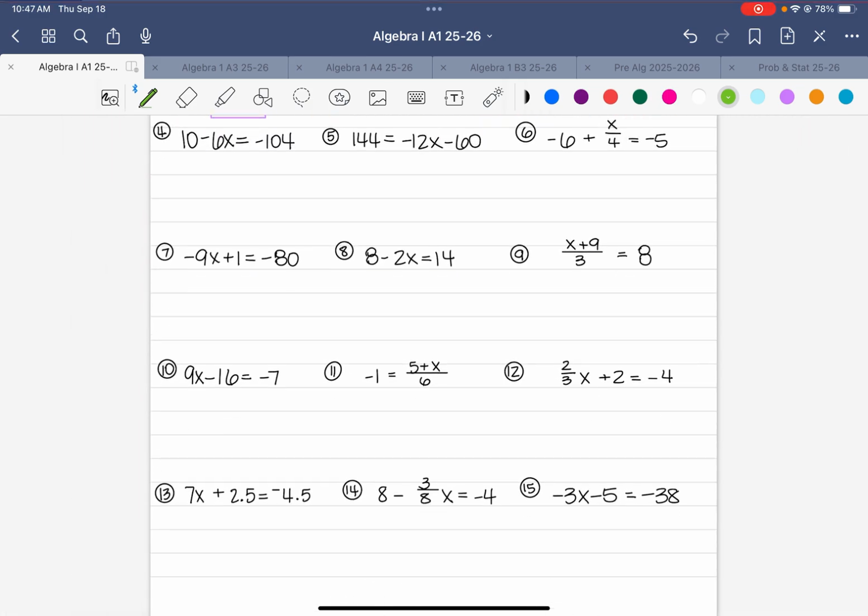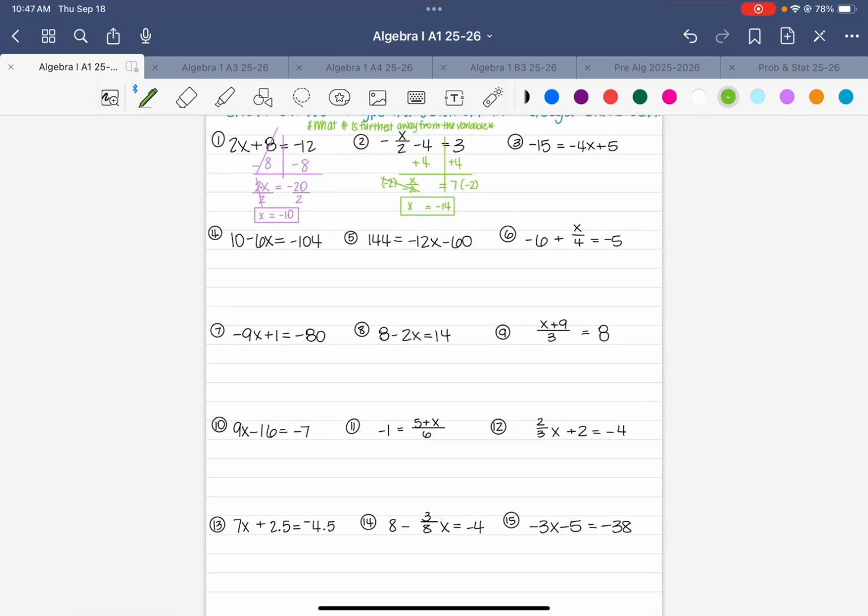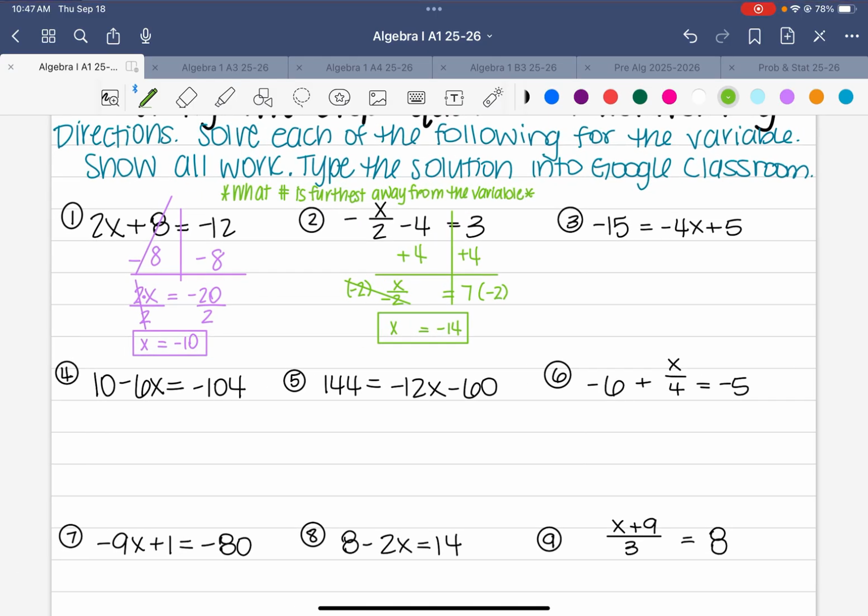You are going to do the rest of these problems. There are 13 left. Remember, when you're done with the problem, you type in negative 14 into the box. You type in negative 10 into the box. If you do not have the right symbols, it will mark it wrong. Okay, that is what you are doing for this assignment. The pixel art is posted on Google Classroom, so you are able to look at that.